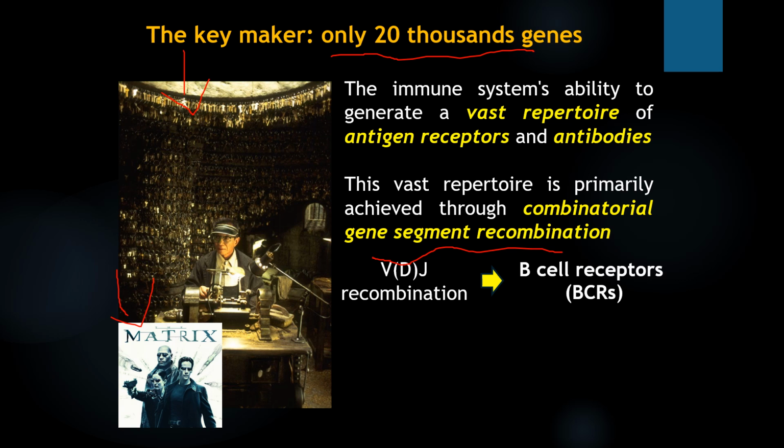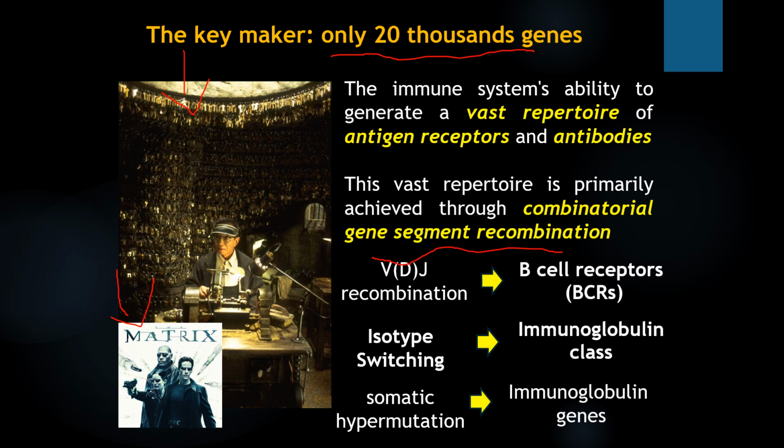And I told you, and we will talk more in class about this VDJ recombination that is happening in the BCR receptors, or B cell receptors, the isotype switching, as well as the somatic hypermutation. Okay, I hope that this is clear. Now let's talk a little bit about these B cell receptors and the immunoglobulins.